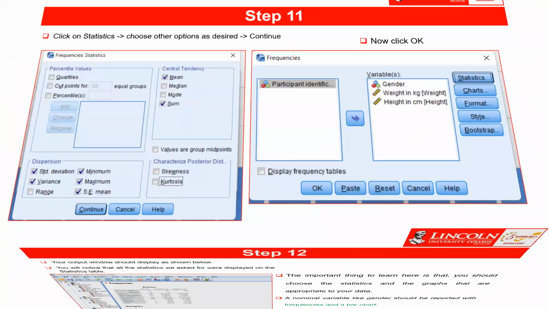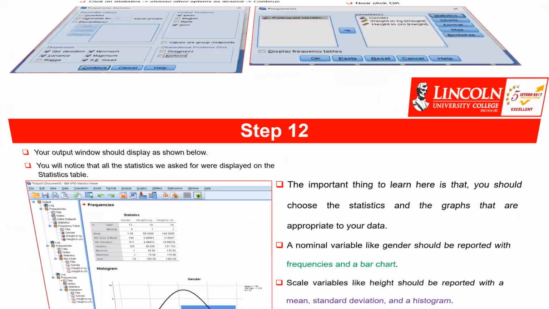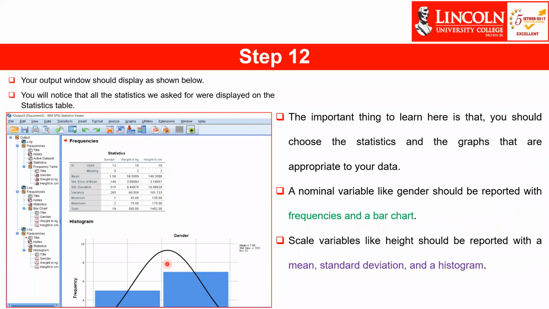All you need to do is click on OK, and when you click on OK, this is what you get. Your output window should display what you have here. You notice that all the statistics we asked for were displayed in the statistics table. Here we don't just have the number of valid cases and missing cases. This time around, we now have the mean, the standard error of mean, the standard deviation, the variance, the minimum and maximum, and the sum. If you scroll down a bit, you're going to see the histogram for this particular frequency.